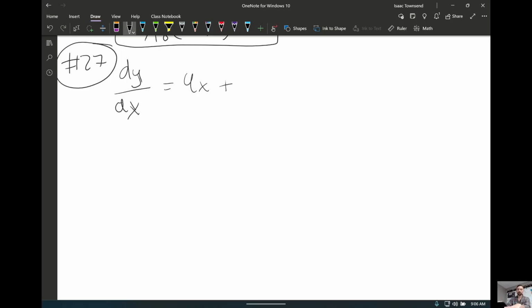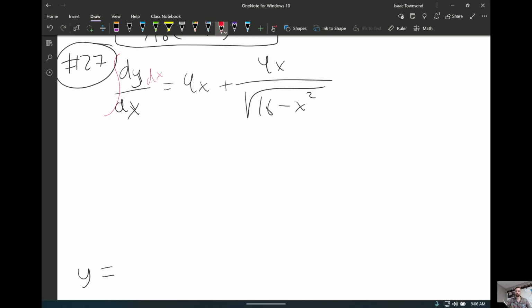To kind of wing you off of me just telling you what to do. Okay, this one says solve the differential equation. To solve a differential equation just means take the derivative and figure out what you think the original function is. So we need to integrate this side.